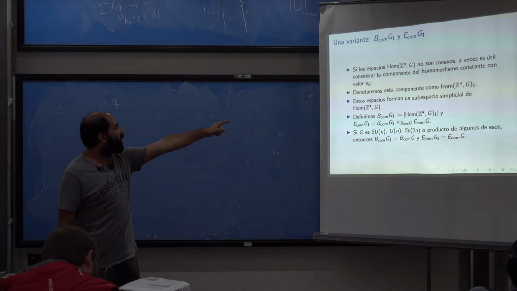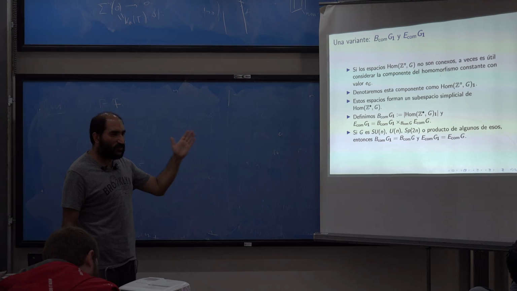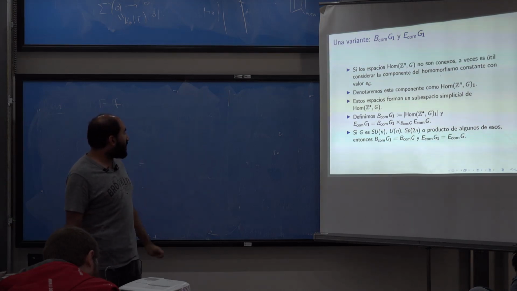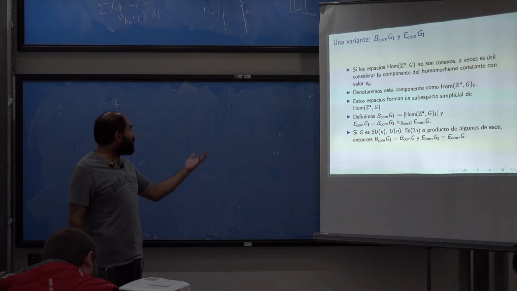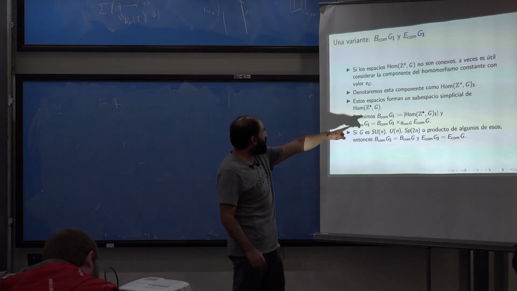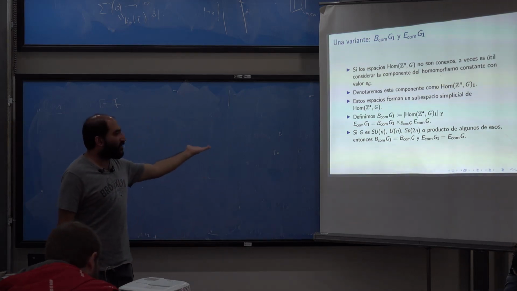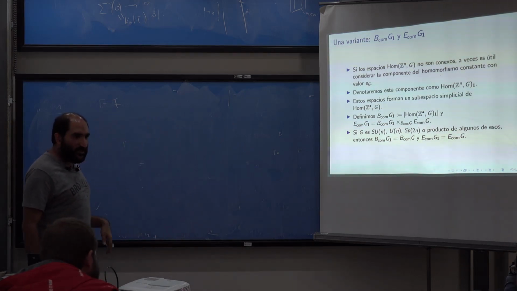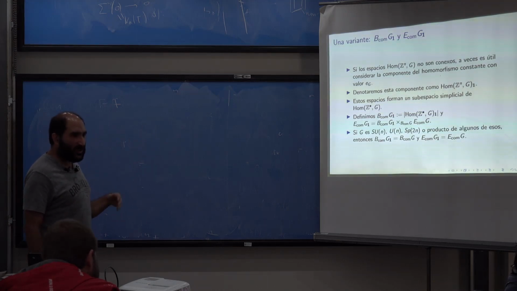Let me just denote the connected component of the constant homomorphism with value 1 by a subindex 1. Those connected components form a sub-simplicial space of the one we use to define BCOM-G. So there's a corresponding BCOM-G_1 that only takes into account that connected component. And there is an ECOM-G_1, which again is the pullback of the bundle. It's the total space of the principal G bundle defined by the canonical map to BG. Right? So for many groups, there's no difference.